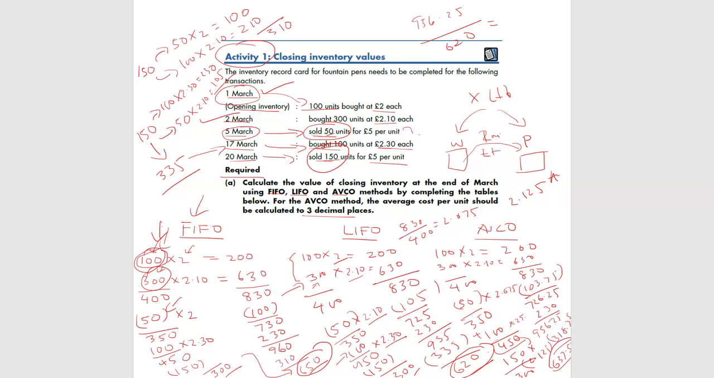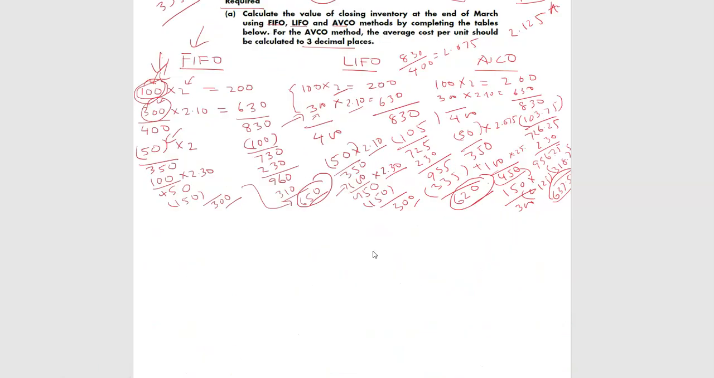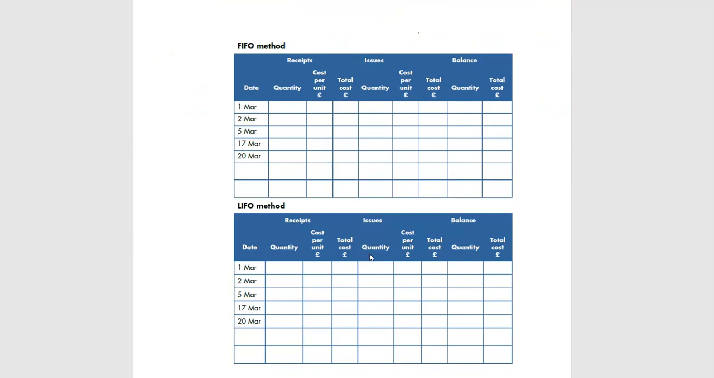Now let's move on to the table, and let's see how quickly we can complete that. So you already know the workings, so let's complete it there. Alright, so if we move to the table, whatever workings you have done, we're just going to write it down here.